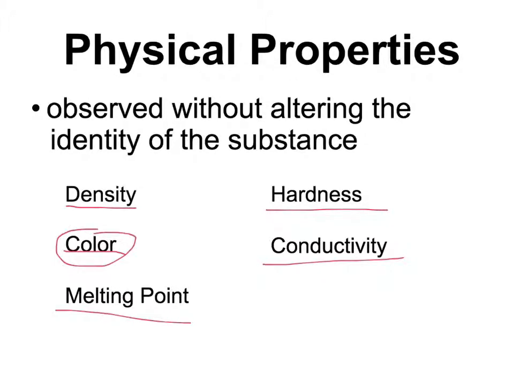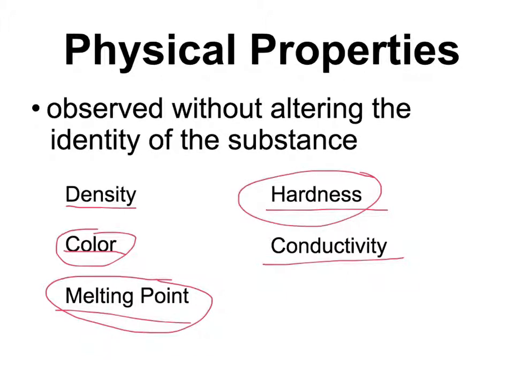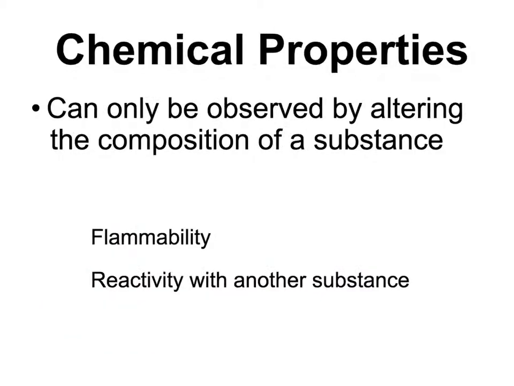Color doesn't change, melting point doesn't change. And then the hardness and conductivity. Hardness is a measurement of the resistance to localized deformation, and conductivity could be either electrical or thermal conductivity. All these properties do not change in a substance when you physically alter its appearance by beating it, crushing it, grinding it, things like that.